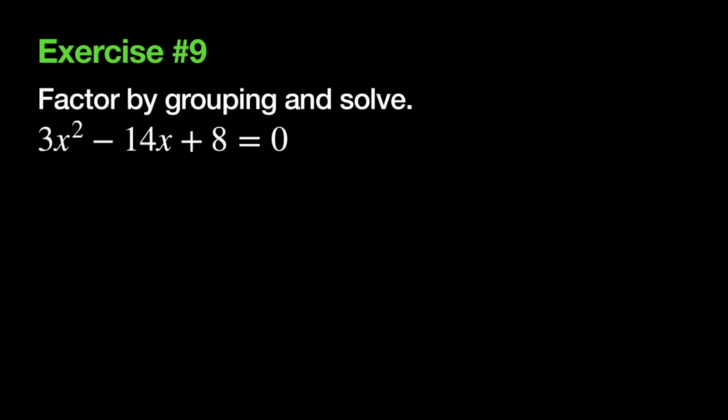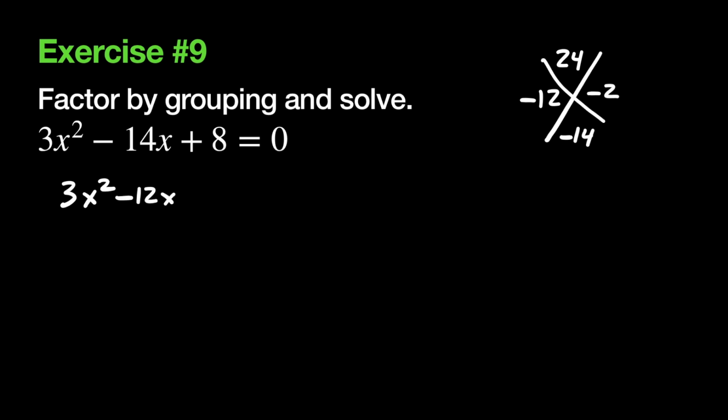Use the notes from the previous example to try to solve this problem. For this problem, you need to multiply 3 times 8, and that's going to give you 24. And then you're going to put negative 14 at the bottom. So this is going to be negative 12 and negative 2. Again, the order doesn't matter. So we're going to say 3x to the second minus 12x minus 2x plus 8.